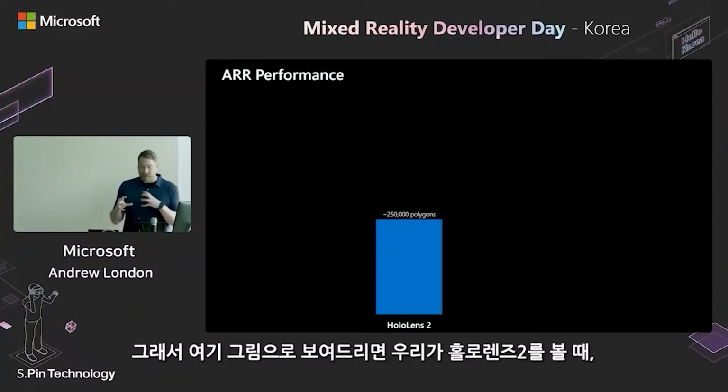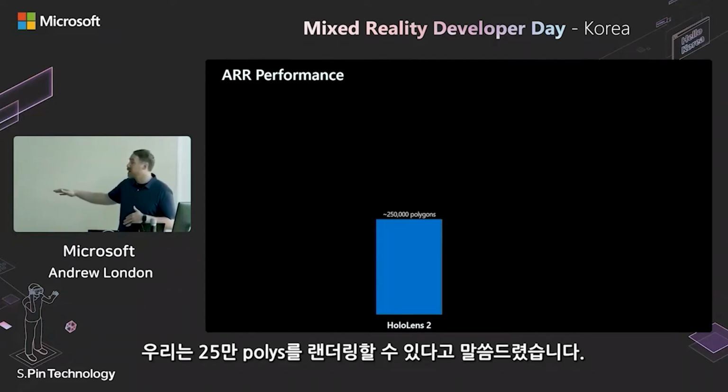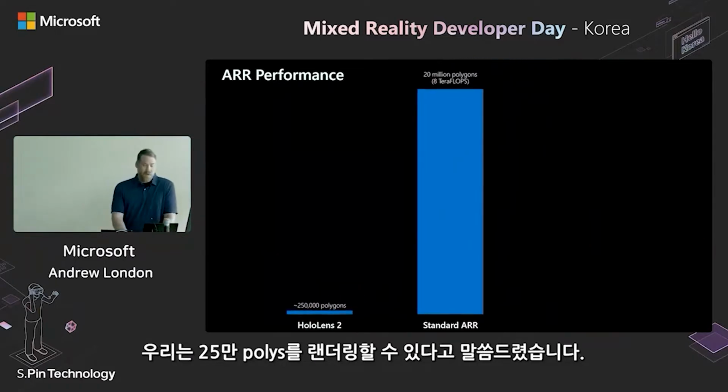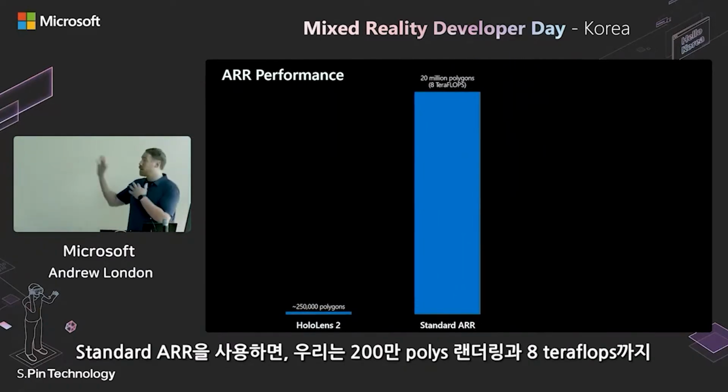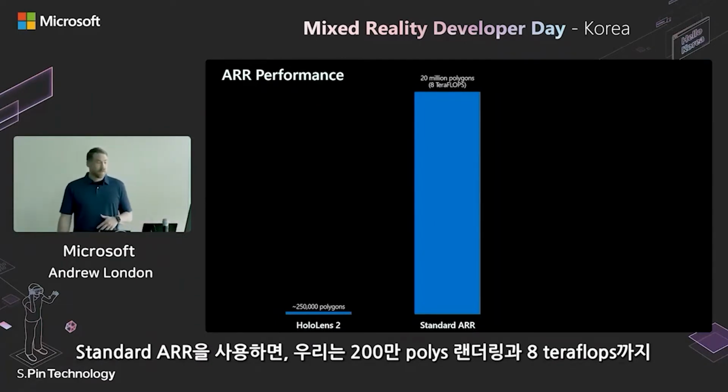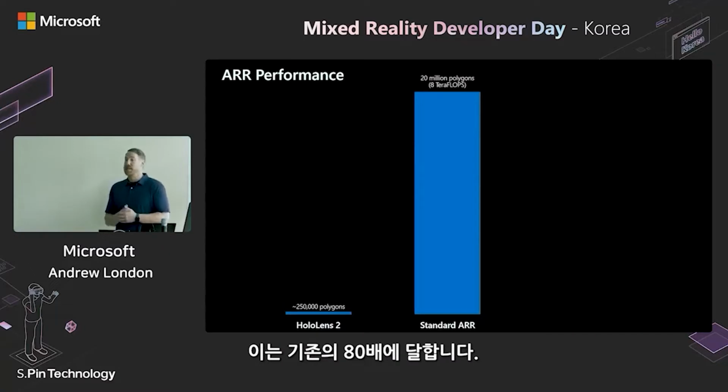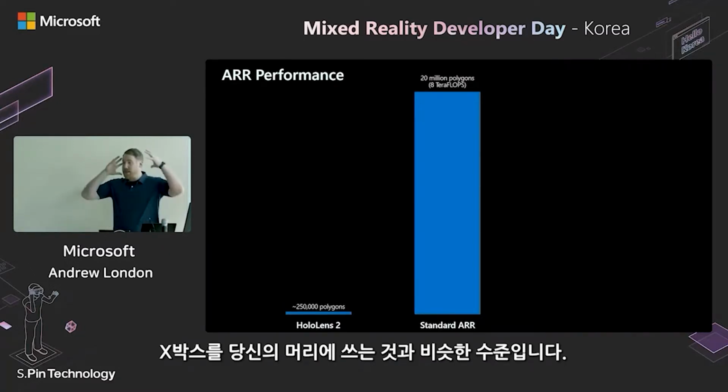So to put that in a figure here, if we look at the HoloLens 2, we mentioned it can render about 250,000 polys. With the standard performance of ARR, we'll let you go well beyond that, supporting up to 20 million polys with 8 teraflops of compute. That's 80 times more. It's almost like strapping an Xbox to your head.